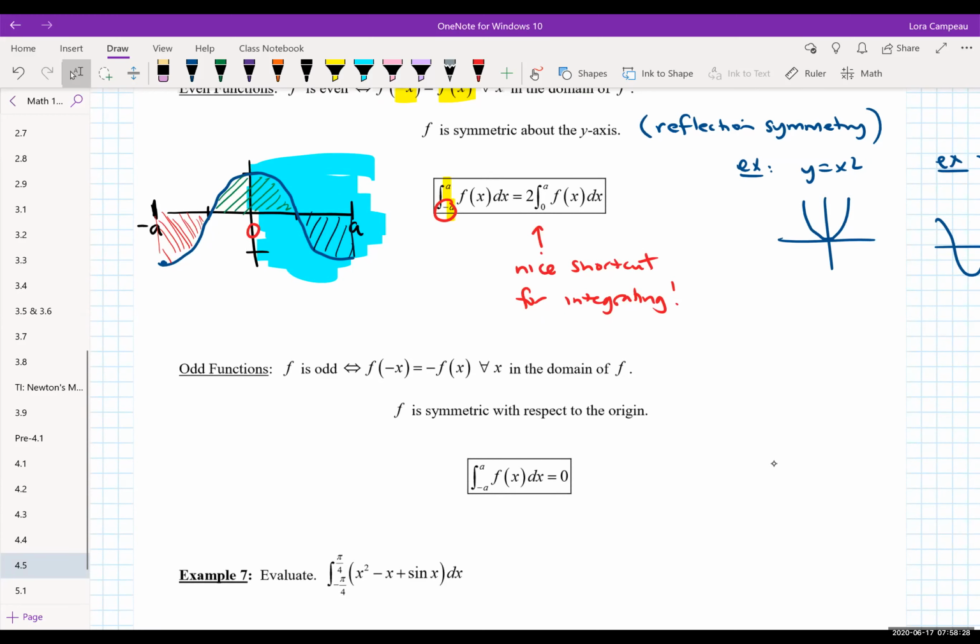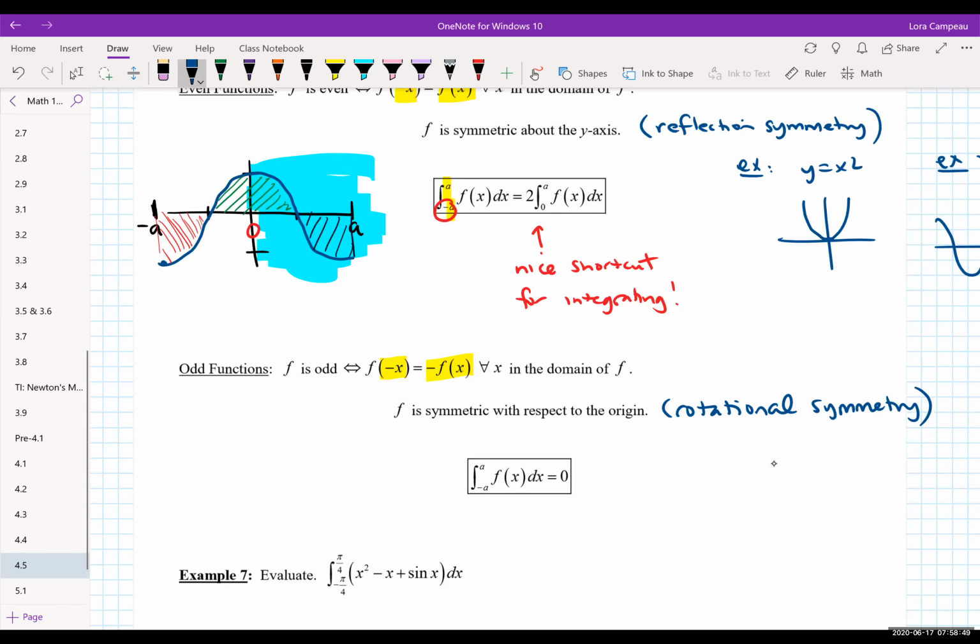Along with even functions, the odd functions come into play. Remember, if you plug in negative x and you get the opposite of f of x, you've got symmetry with respect to the origin. What do we call this? Rotational symmetry.